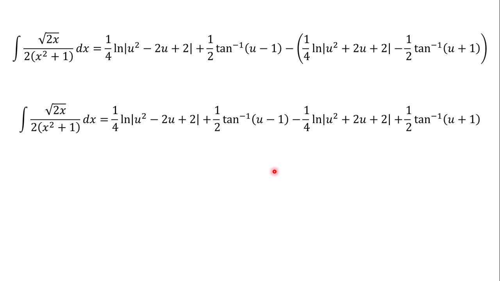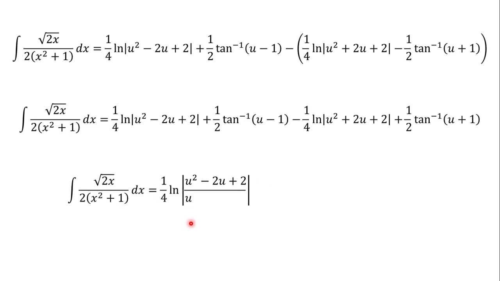Is that okay? So as I was saying, we cannot add or subtract this and this, so we will just write it as it is.